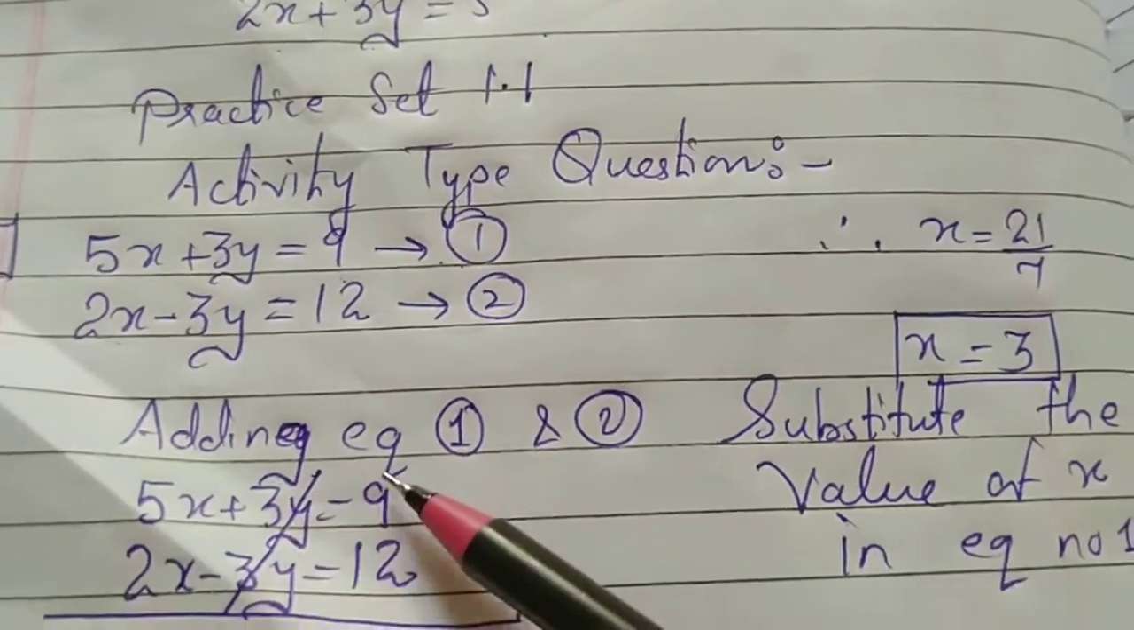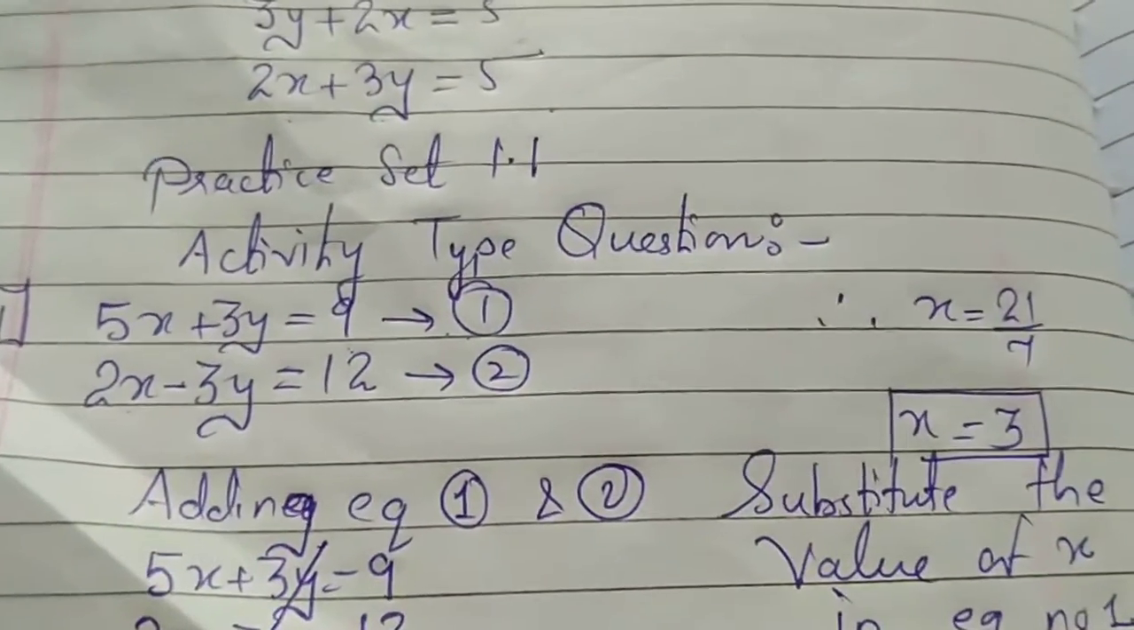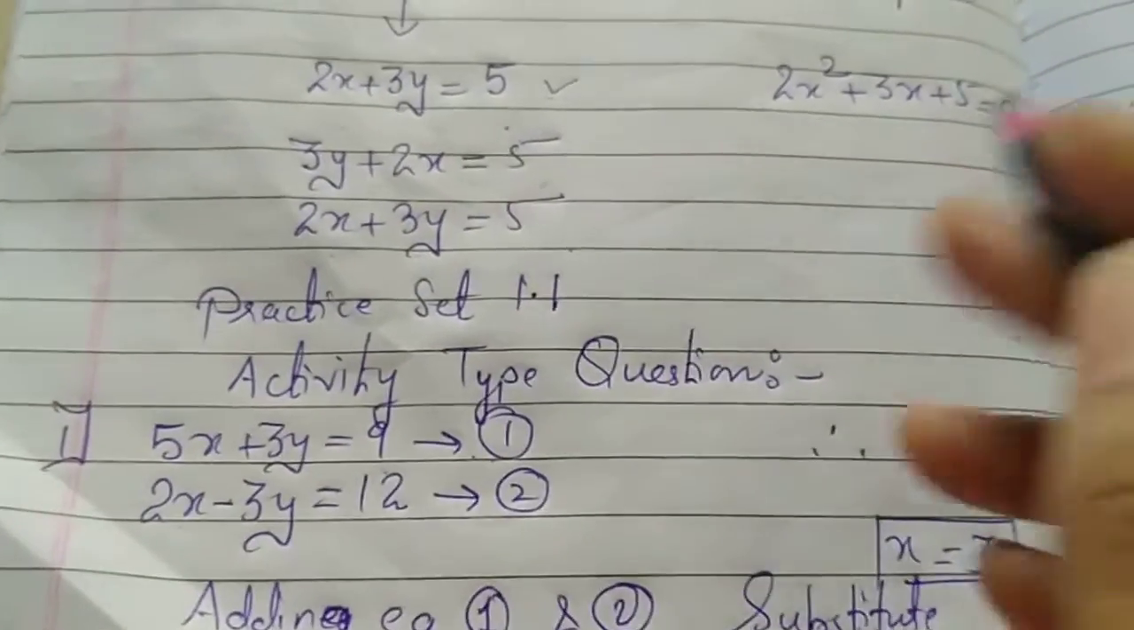Now I have done adding over here. Now the question will come, why am I adding? Here you have to do one of two things, either adding or subtracting. Now there is a rule for that. I am writing the rule over here.